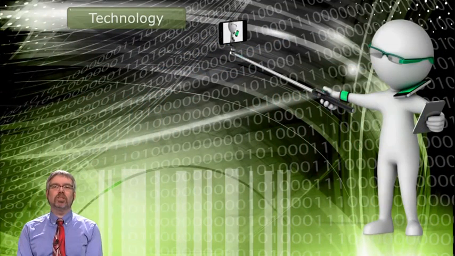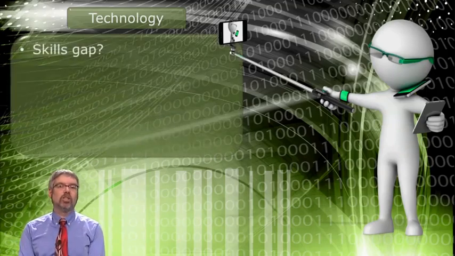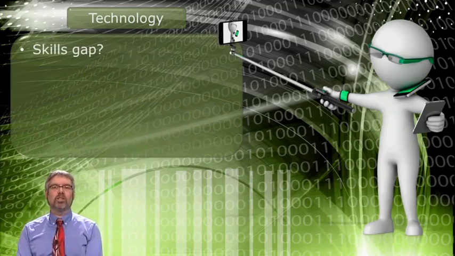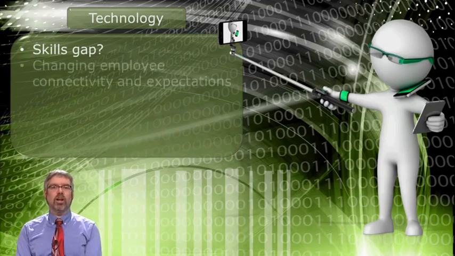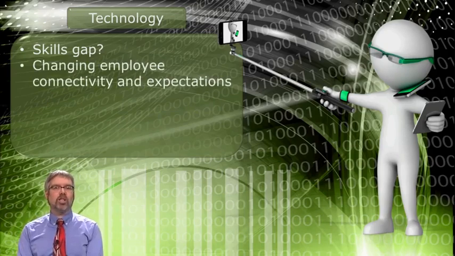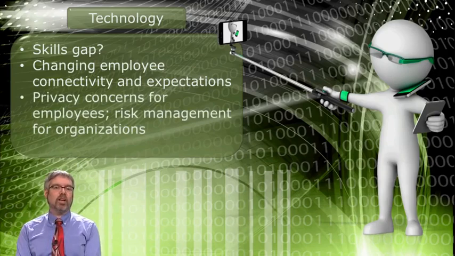Lastly, technology. Is there a skills gap? Do employees have the skills needed to work with technology in your organization? This can influence your HR strategy. Technology might also change expectations around connectivity and autonomy and independence. And so how does that fit with your HR strategy? On the risk side, there are privacy concerns for employees that are shaped by technology and in turn shape HR strategy and managerial choices. On the organizational side, technology raises certain risks.